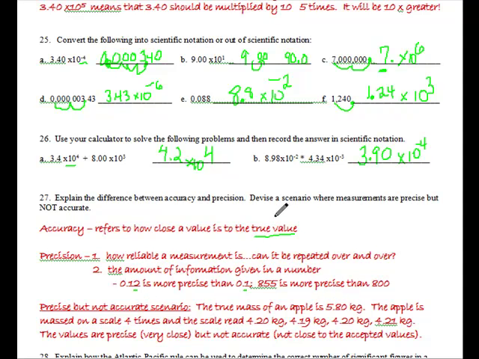And then they ask you to devise a scenario where something is precise but not accurate. Imagine the true mass of an apple is 5.80 kilograms. The apple is massed on a scale 4 different times, and the scale reads 4.20, 4.19, 4.20, 4.21. Those values are pretty close. They're pretty precise. We keep getting roughly the same numbers over and over again. So the values are precise, but they're not accurate because they're not close to the accepted value. The accepted value is 5.8.